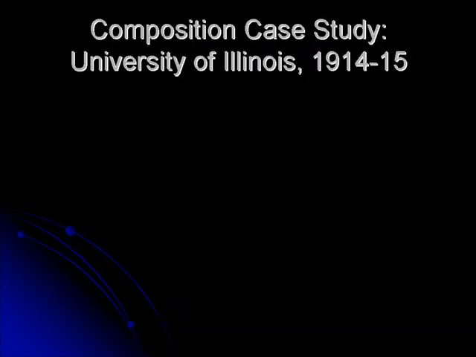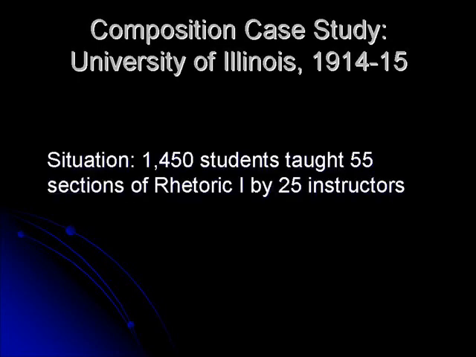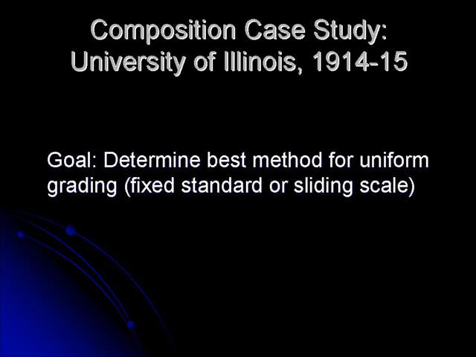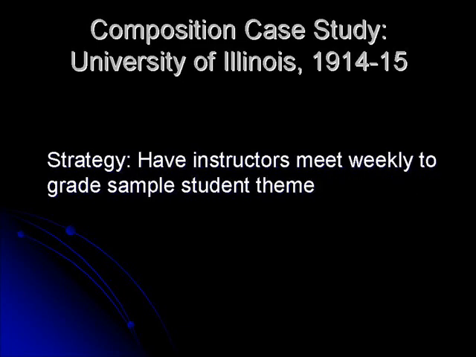In this composition case study, the situation was 1,450 students taught 55 sections of Rhetoric 1 by 25 instructors. The problem? A large student population with constantly shifting staff. The goal? Determine the best method for uniform grading, either fixed standard or sliding scale. The strategy: have instructors meet weekly to grade sample student themes.